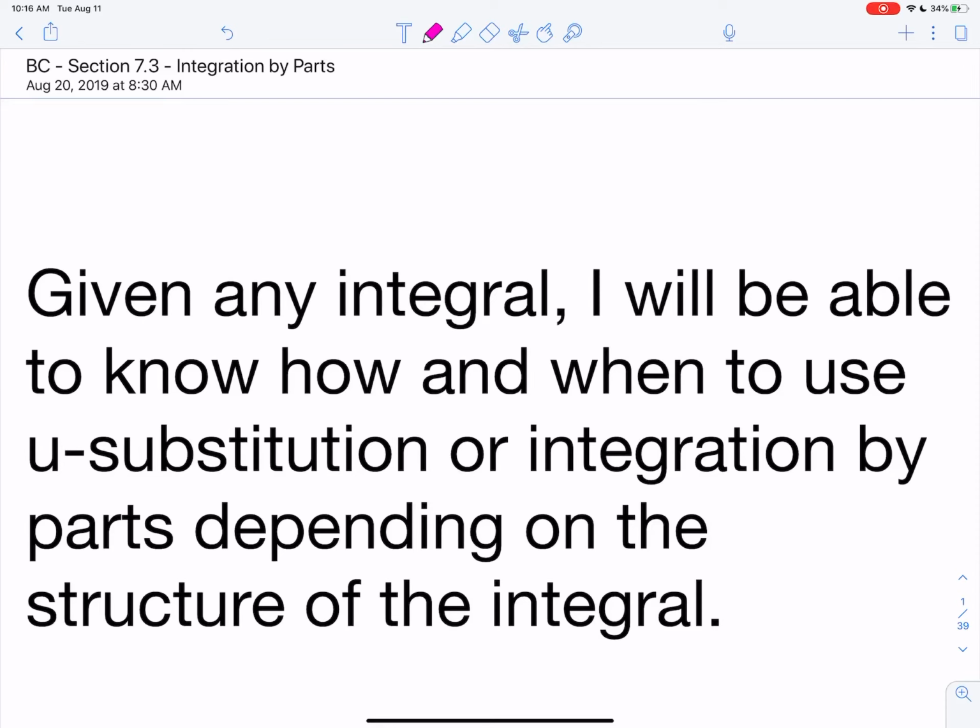Hi, you guys. This is section 7.3, integration by parts. So, as always, make sure that you guys have your heading and go ahead and copy down the FLT right here. Play whenever you're ready, okay?